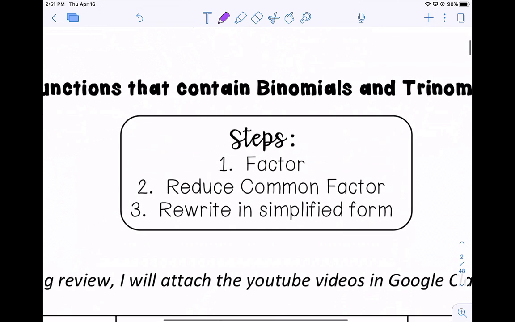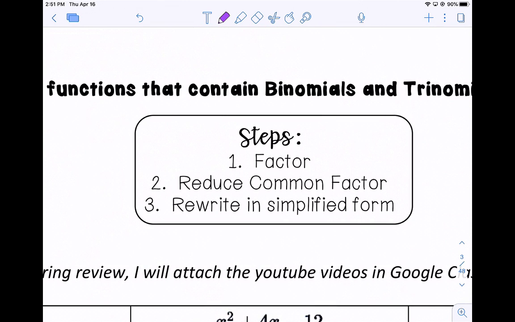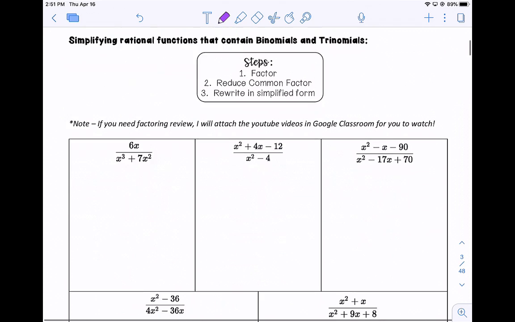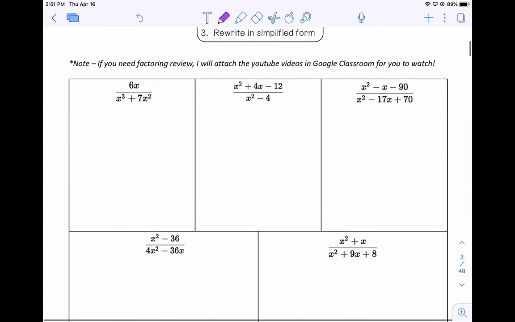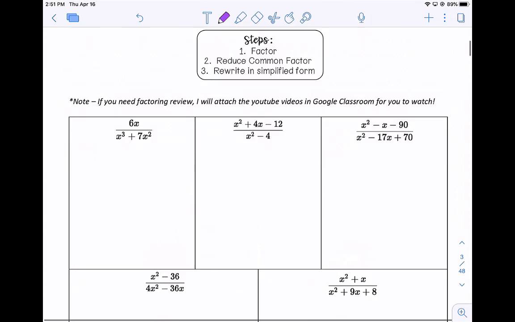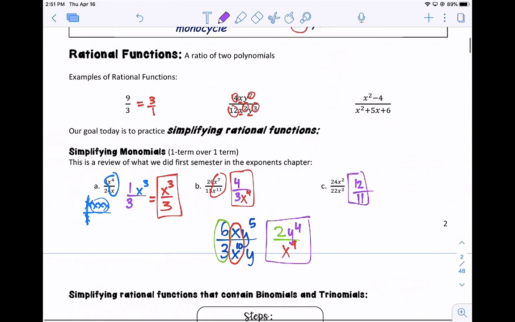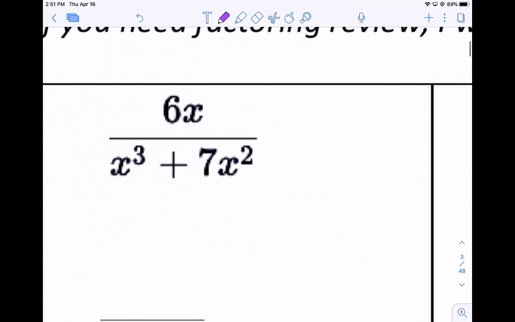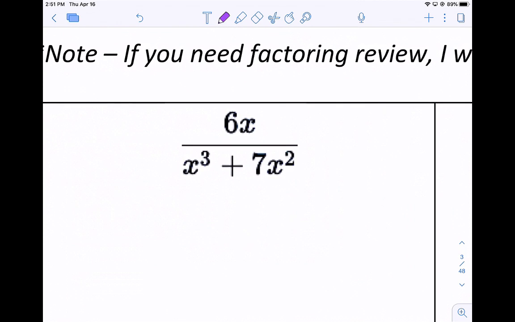And so there's basically 3 steps. Number 1, if you can, you want to factor anything out. Number 2, you want to reduce the factor. And number 3, you want to rewrite in simplified form. So I just pulled a bunch of examples here, 5, and then your assignment will be to practice more of these and also the monomials. Okay, so the first one is a monomial over a binomial. So again, mono 1 term over binomial 2 terms.